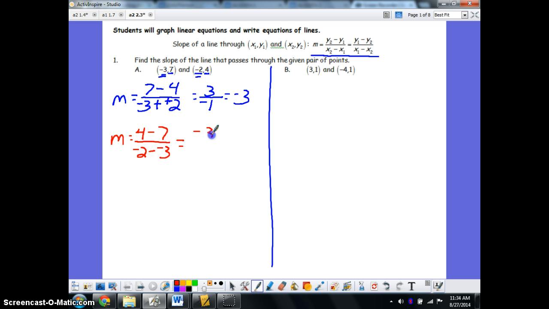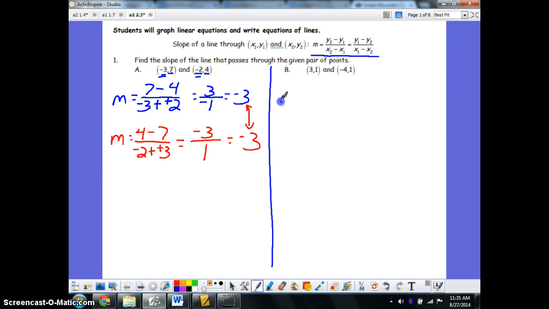4 minus 7 is -3. And then on the bottom we have -2 minus -3, which becomes -2 plus a +3, which leaves us with 1 in the denominator and -3. Got the same slope either way. Again, make sure that if you start with a y coordinate on the top, you need to start with its partner x coordinate on the bottom. That's where the order matters. Okay? So I just did that to show you that it doesn't matter which one you start with. So in the remaining slope formula examples, I am going to just do it one way, but keep in mind it doesn't matter which way you do this.